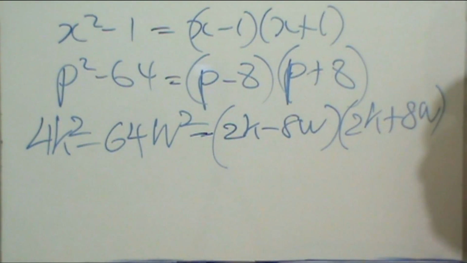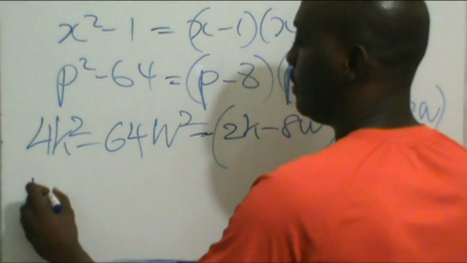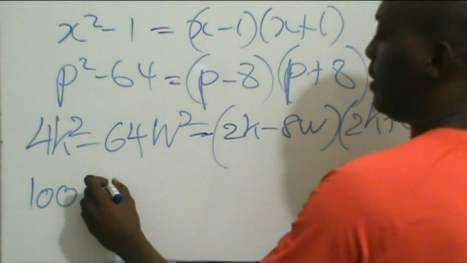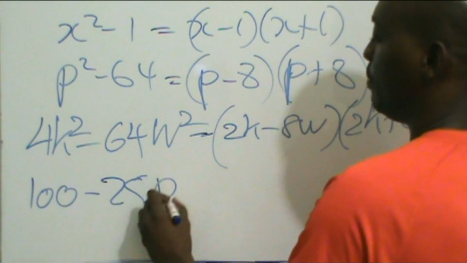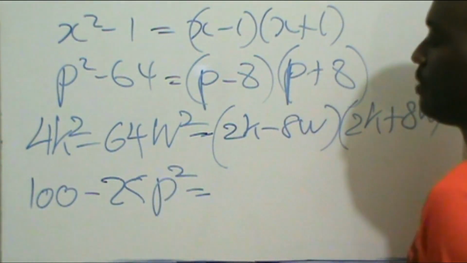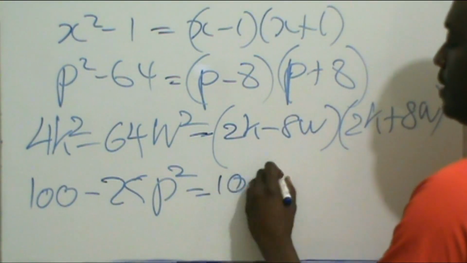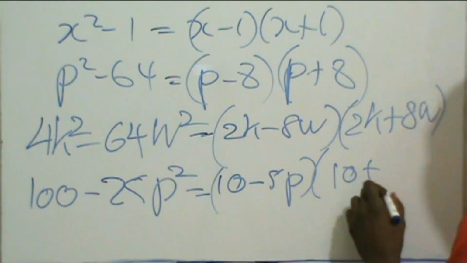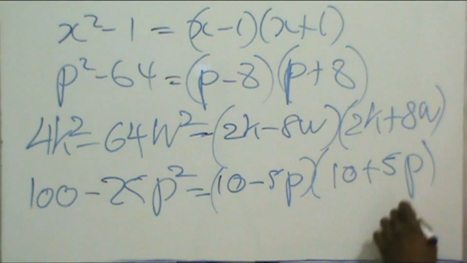Let's think of another example. How about, let us say, 100 minus 25p squared. Same story. 10 minus 5p into 10 plus 5p.